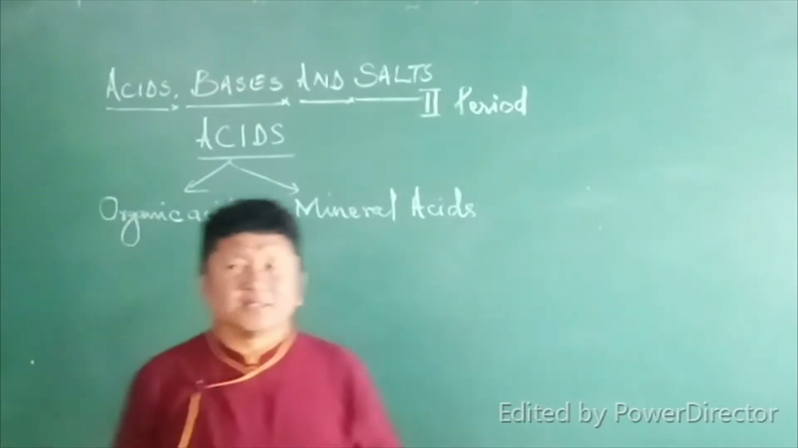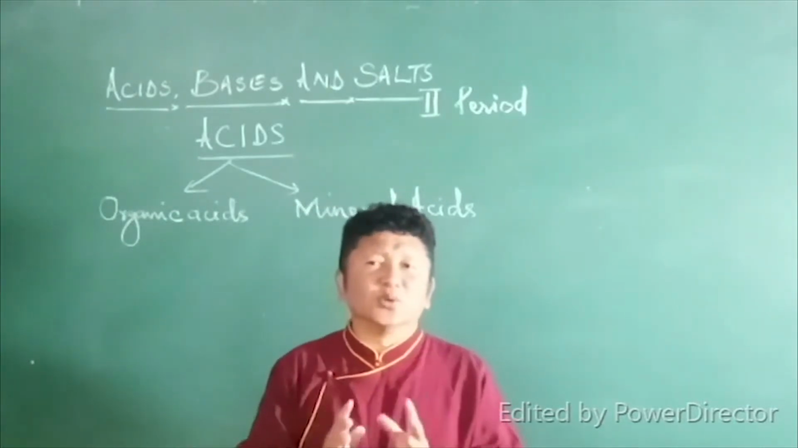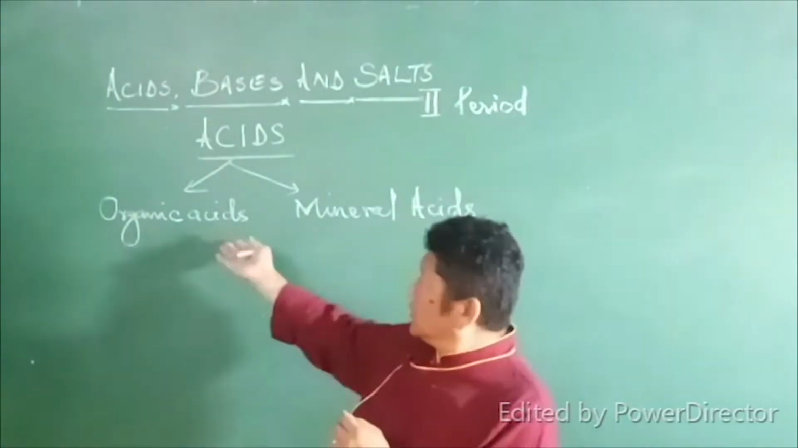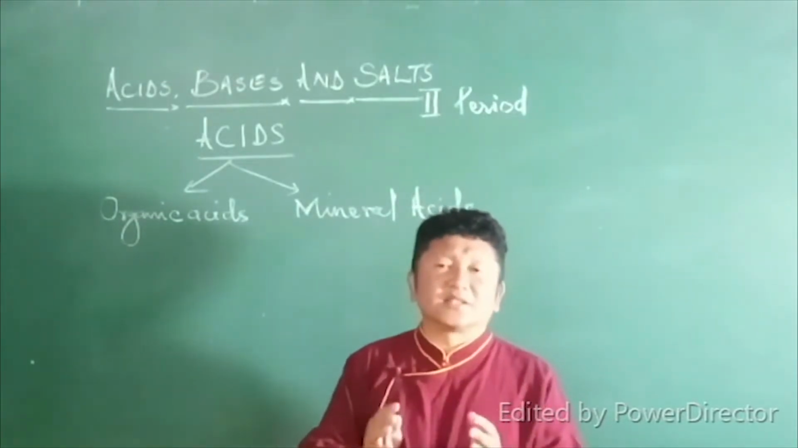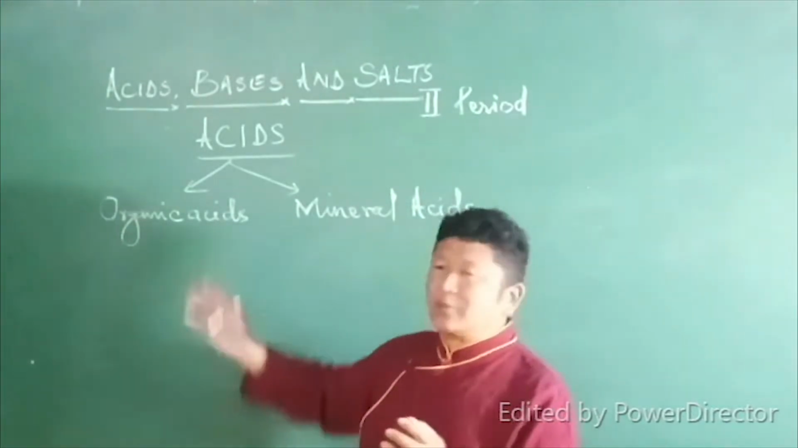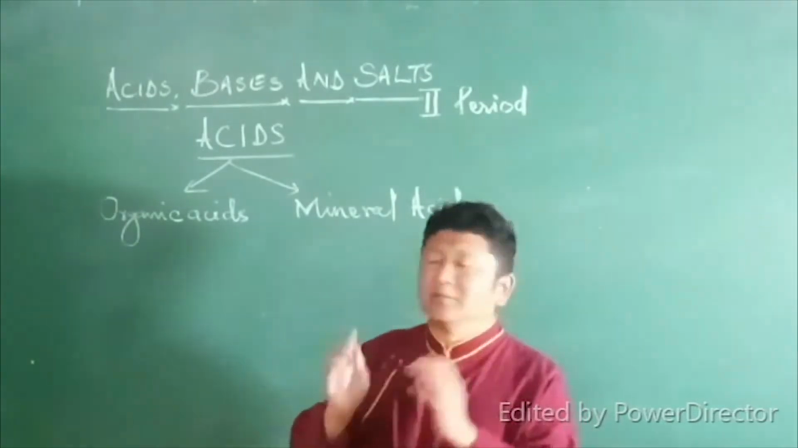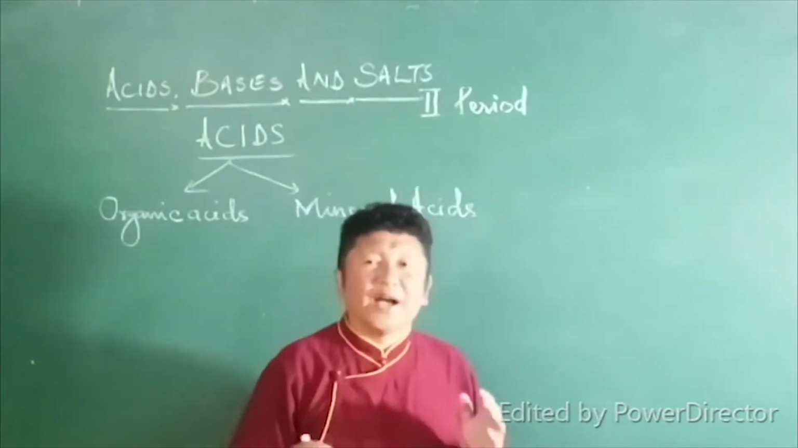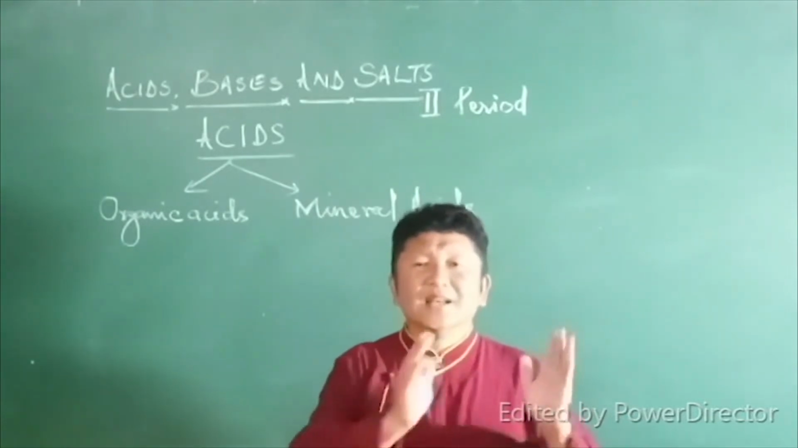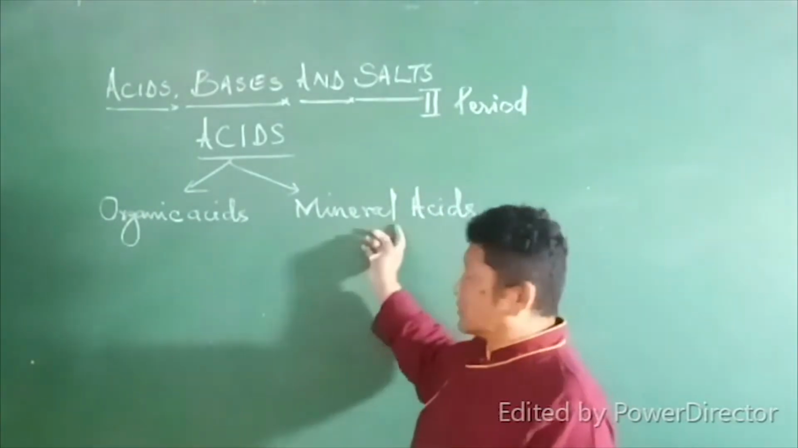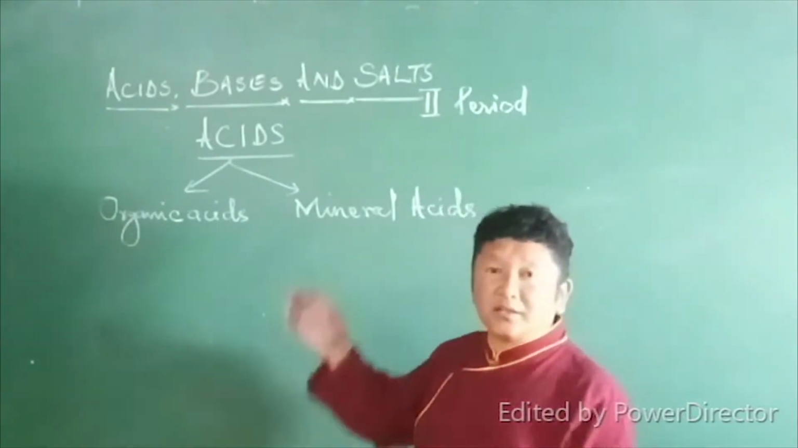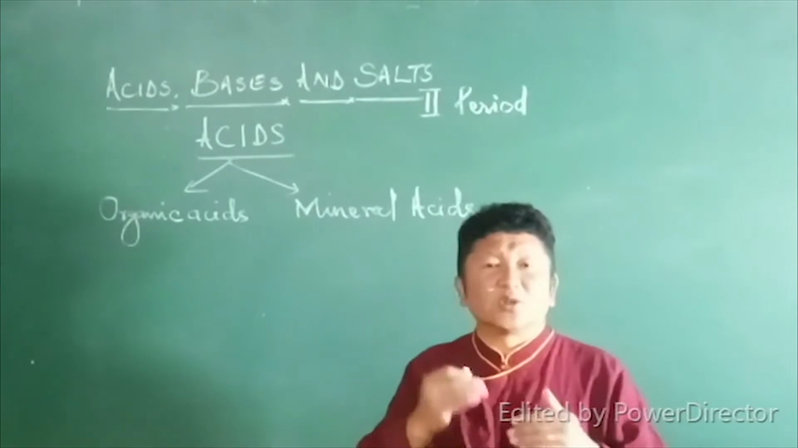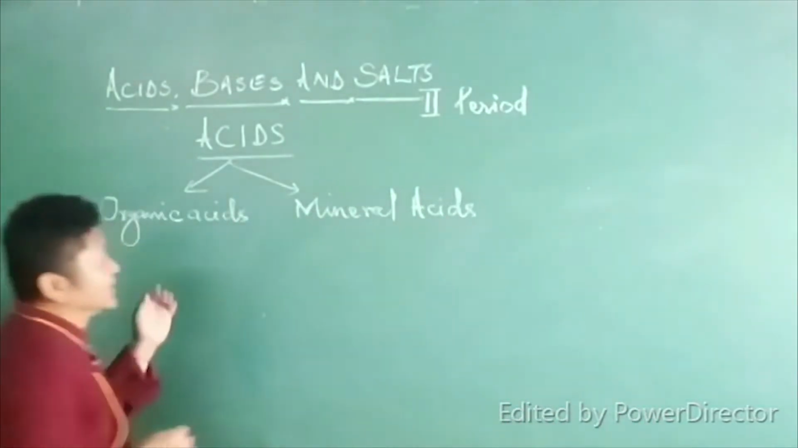Organic acids are those acids which are generally found in natural plants. These organic acids are considered weak acids. They are mostly found in plants and animal products. Mineral acids are strong acids, mostly used in the laboratory. Mineral acids are synthetic and organic acids are natural. Now let's recall some of these organic acids.